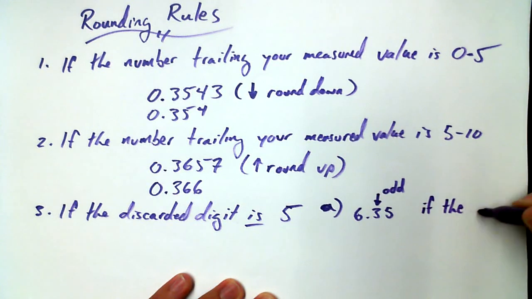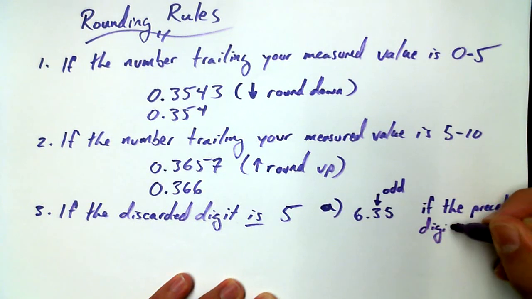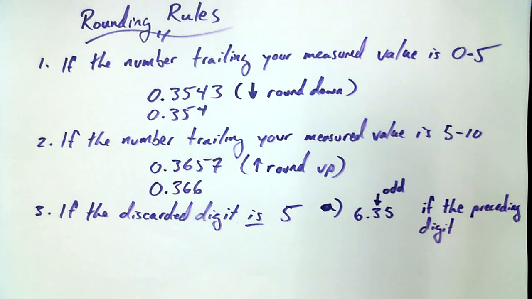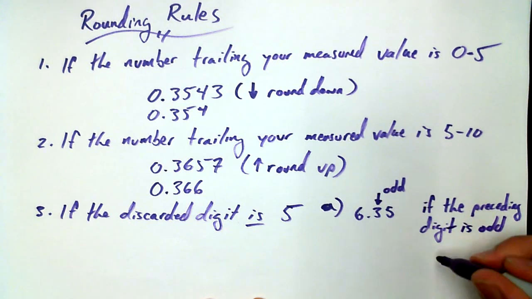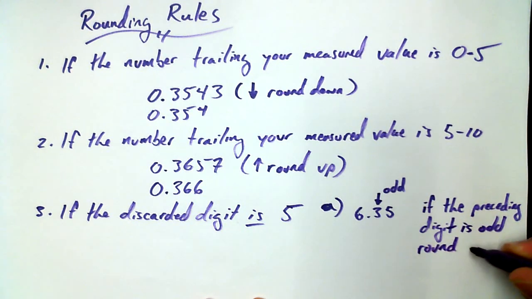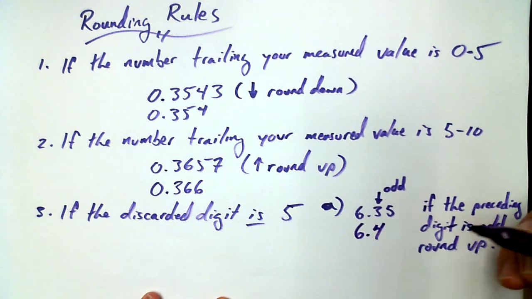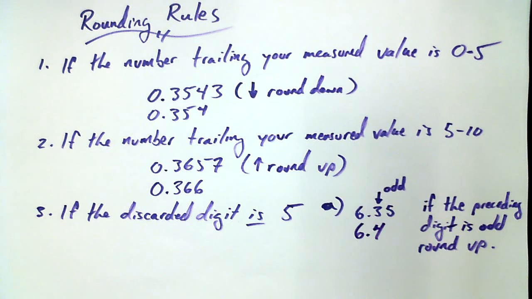If the preceding digit, and I know that there's something in your way, I'll get it out of your way. If the preceding digit is odd, we're going to round up. So if I want to round to 1 decimal place and I'm rounding the value 6.35, I'm going to round it to 6.4. So that actually kind of appears like what we did before, like in elementary school.